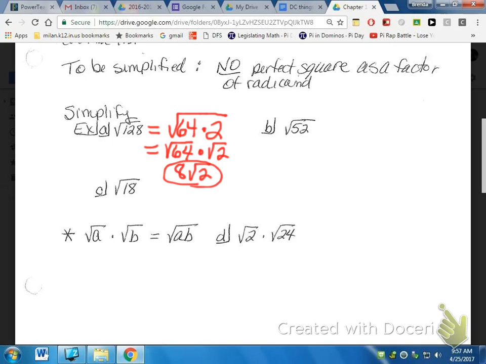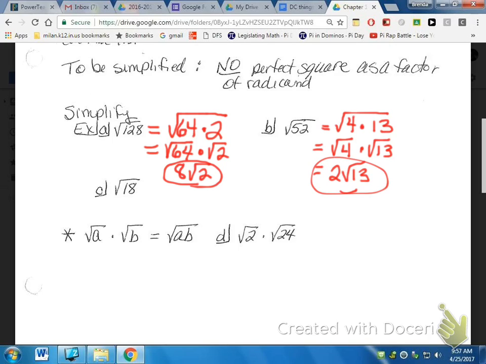So let's do radical 52. There's only one perfect square that goes into 52, and that would be 4 times 13. And then therefore you split that apart, square root of 4 times square root of 13. And you know the square root of 4, so 2 radical 13. That is the simplified answer as low as you can go.